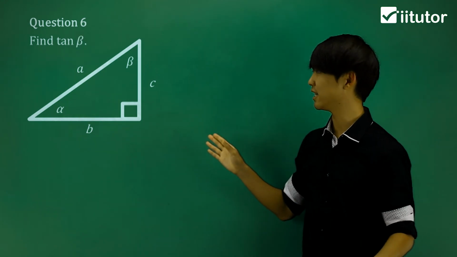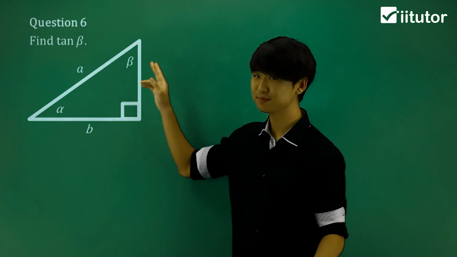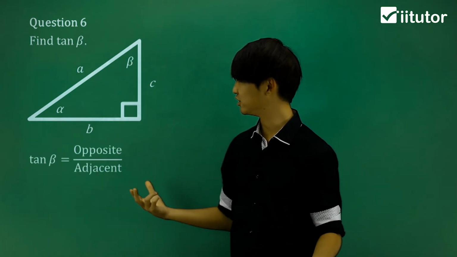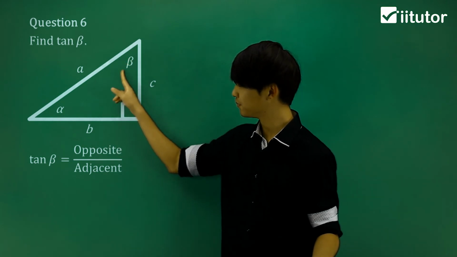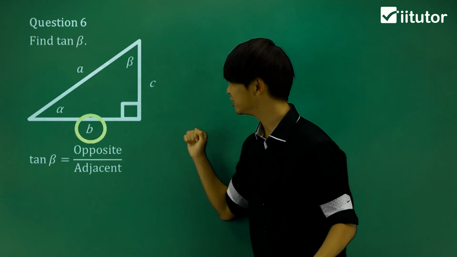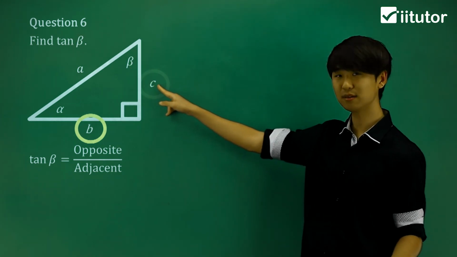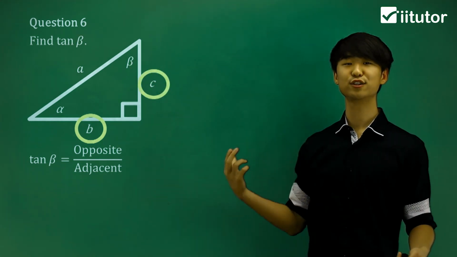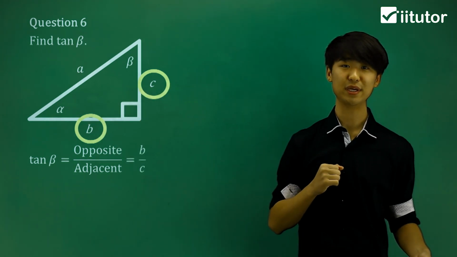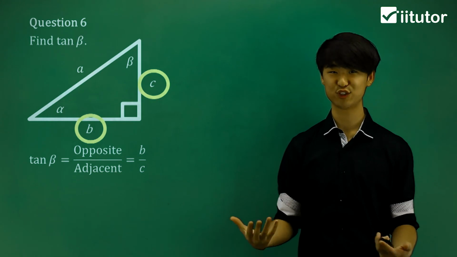And finally, tan beta. So here's beta. Again, tangent is opposite over adjacent. So if this is beta, this will be my opposite side, B, and my adjacent will be the one right next to the angle beta, which is C. So tan beta equals opposite over adjacent, which is B on C. And that's how we use our trigonometric ratios.